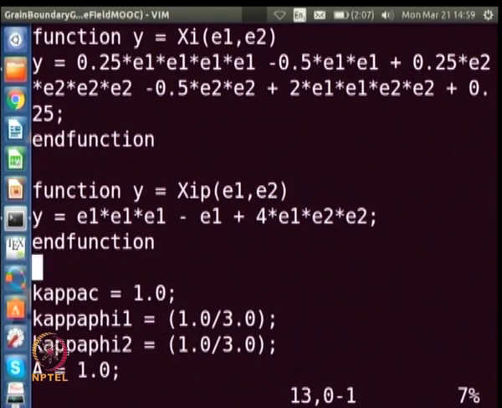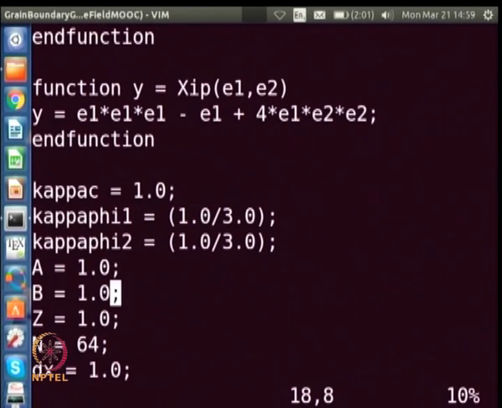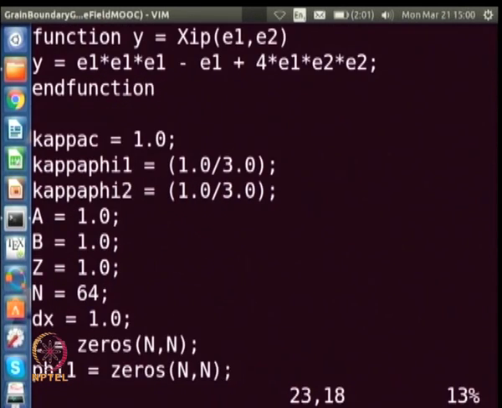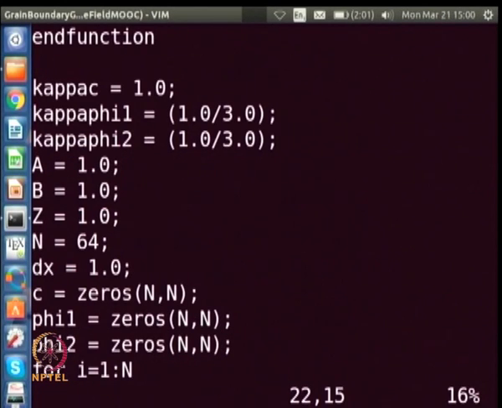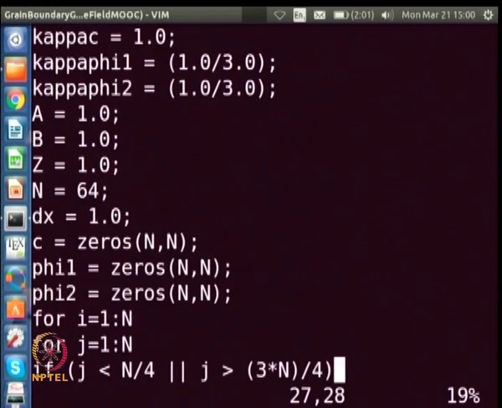Then I have defined kappa c, kappa phi 1, kappa phi 2. Like I said, kappa c is 1, kappa phi 1 and phi 2 are 1/3, and the constants a, b, z are all 1, and we are going to do it on a 64 by 64 mesh with dx as 1. So, I first need to define the three variables c, phi 1, phi 2. They are all initially assumed to be 0.